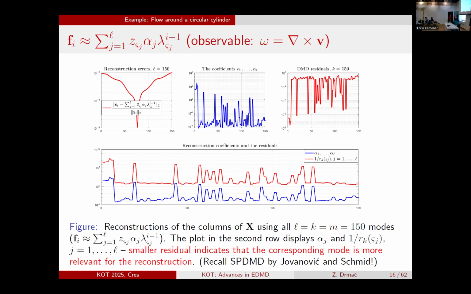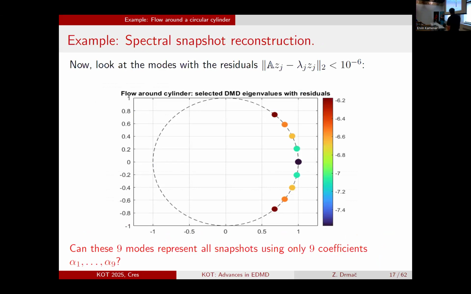And then, since those give you to high accuracy the eigenvalue-eigenvector relationship, you can really interpret them, okay, like coherent states that move in the direction of the eigenvector. So in this example, I put the threshold 10 to the minus 6 on the residual. And out of 151, only 9 of them satisfy this constraint. Those are 4 complex conjugate pairs and eigenvalue 1, which is always there.